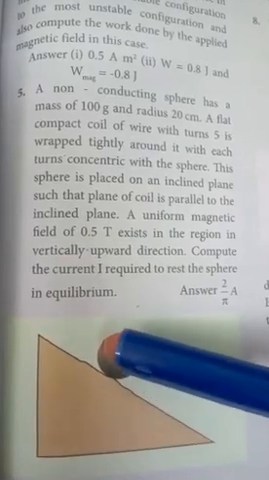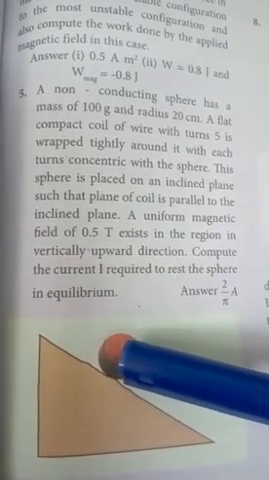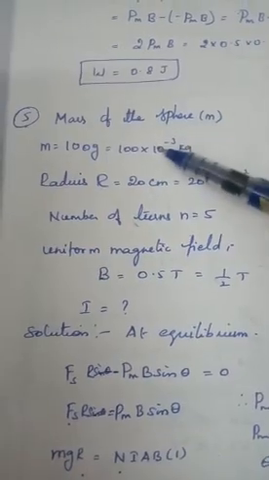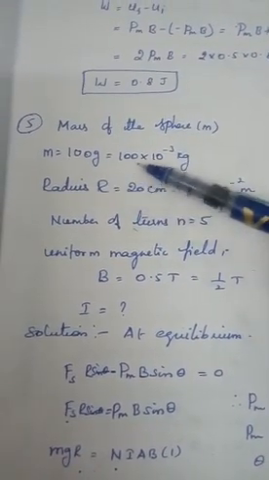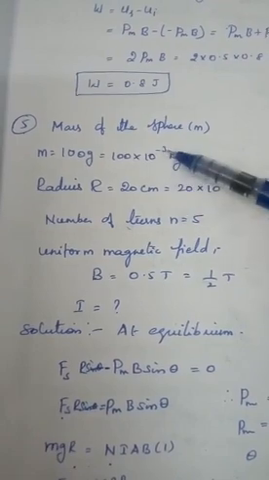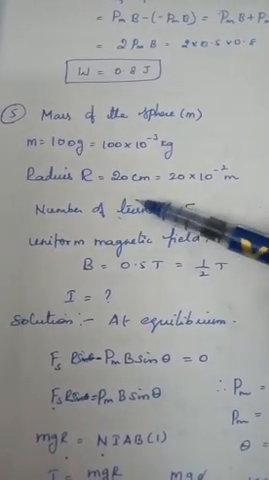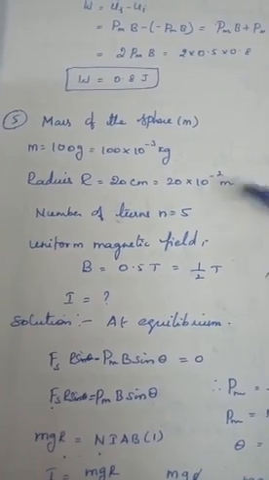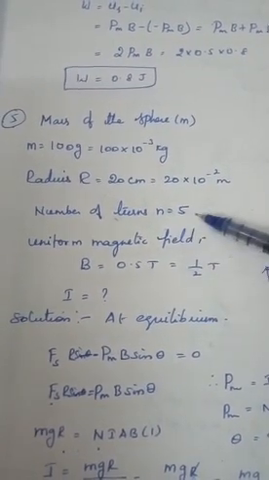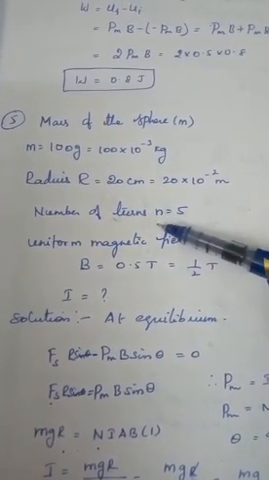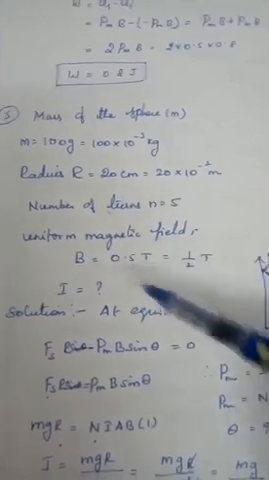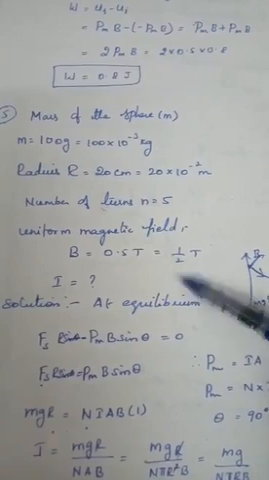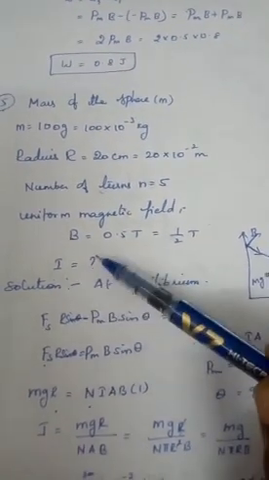So because of this, to rest the sphere in that equilibrium position, let's see the solution. The mass of the sphere m is given: 100 into 10 to the power minus 3 kg. The radius is 20 centimeter, that is 20 into 10 to the power minus 2 meter. The number of turns n is equal to 5, so the ball is wrapped with n equal to 5 turns. The uniform magnetic field is given as 0.5 Tesla, or 1 by 2 Tesla. Now find out the I value.